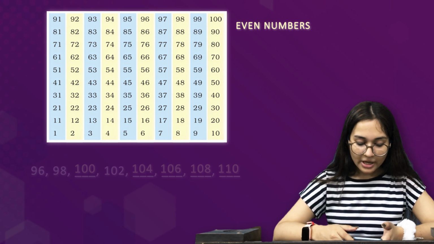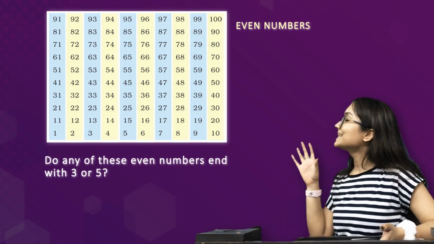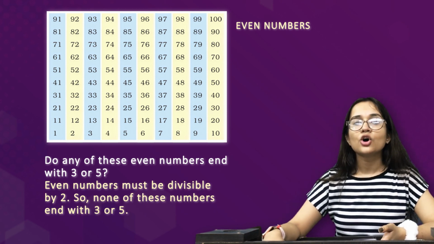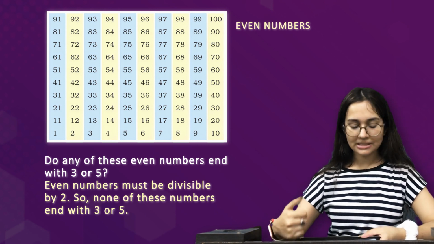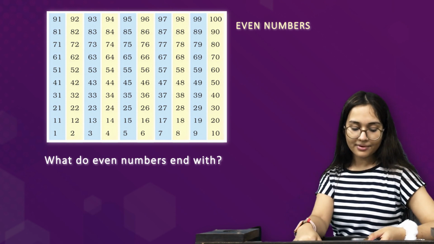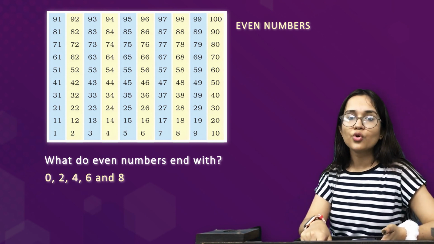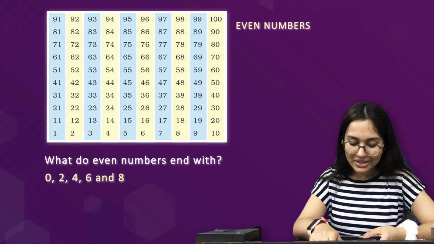Then we have, do any of these even numbers end with 3 or 5? So as it's an even number, it must be divisible by 2. So we cannot say that it can end with 3 or 5. So thus these numbers cannot end with 3 or 5. Then what do even numbers end with? So even numbers end with 0, 2, 4, 6 and 8. These are the only numbers with which even numbers will end.